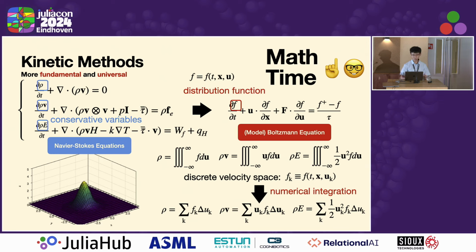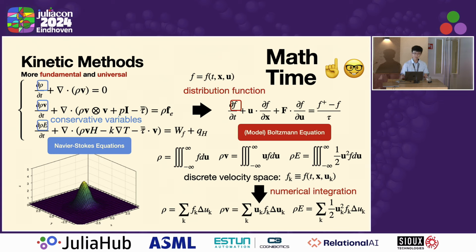And a distribution function typically looks like this in velocity space. Despite appearing simpler and having fewer variables, the distribution function operates in a higher dimensional space, making it challenging to solve. Integrating the distribution function yields the variables of interest in fluids. Discretizing the velocity space allows for direct numerical integration, which is one of the most popular methods called DVM.